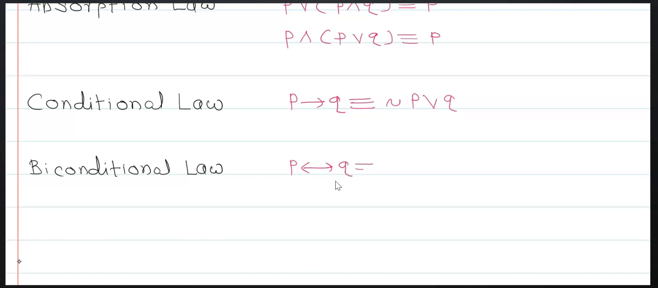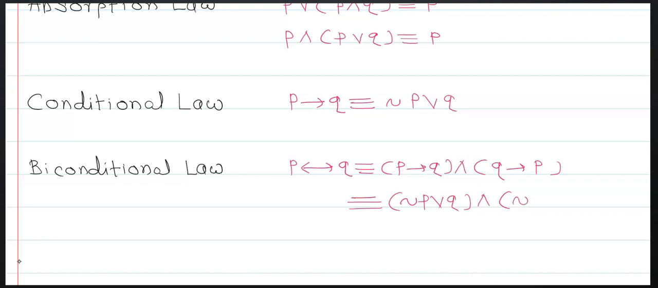And the biconditional, that is P double implication Q, is equivalent to P implies Q and Q implies P. But what is P implies Q? Again, he is extending this rule: P implies Q, Q implies P. He applies the above rule. Now see this, I will explain.